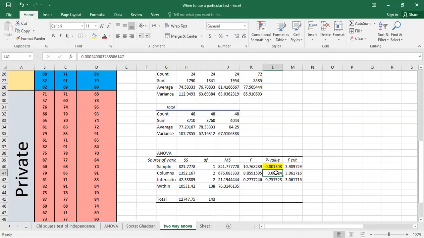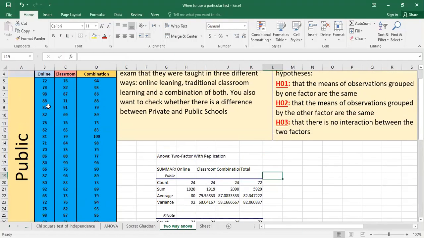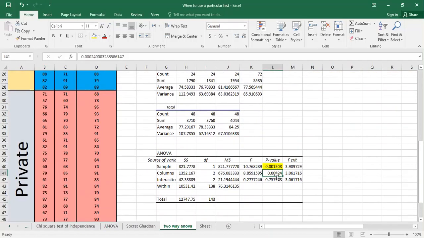The second one tells us about the other factor, and here we're talking about the columns. It's the online classroom or combination. And also we can look at the p-value. Also, it's less than 0.05. It tells us that there is a difference between the online and the traditional classroom, and the combination of both. And later on we go and see it from the averages that we're having.